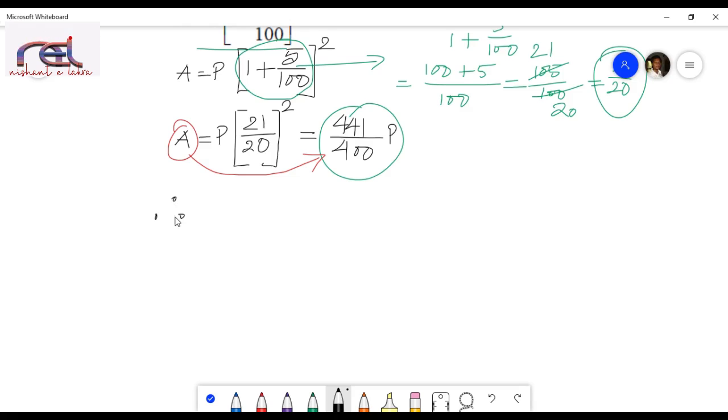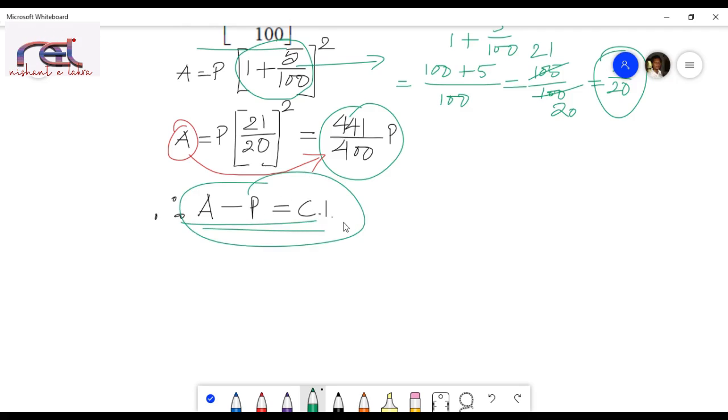So therefore we'll use the formula to find compound interest. I hope you remember it. Compound interest is equal to amount minus principal, right? We have found the amount, of course in fraction form, but we will replace that value here. We'll replace the value of A with 441 by 400 P minus P, that is the principal, is equal to CI, that is compound interest.